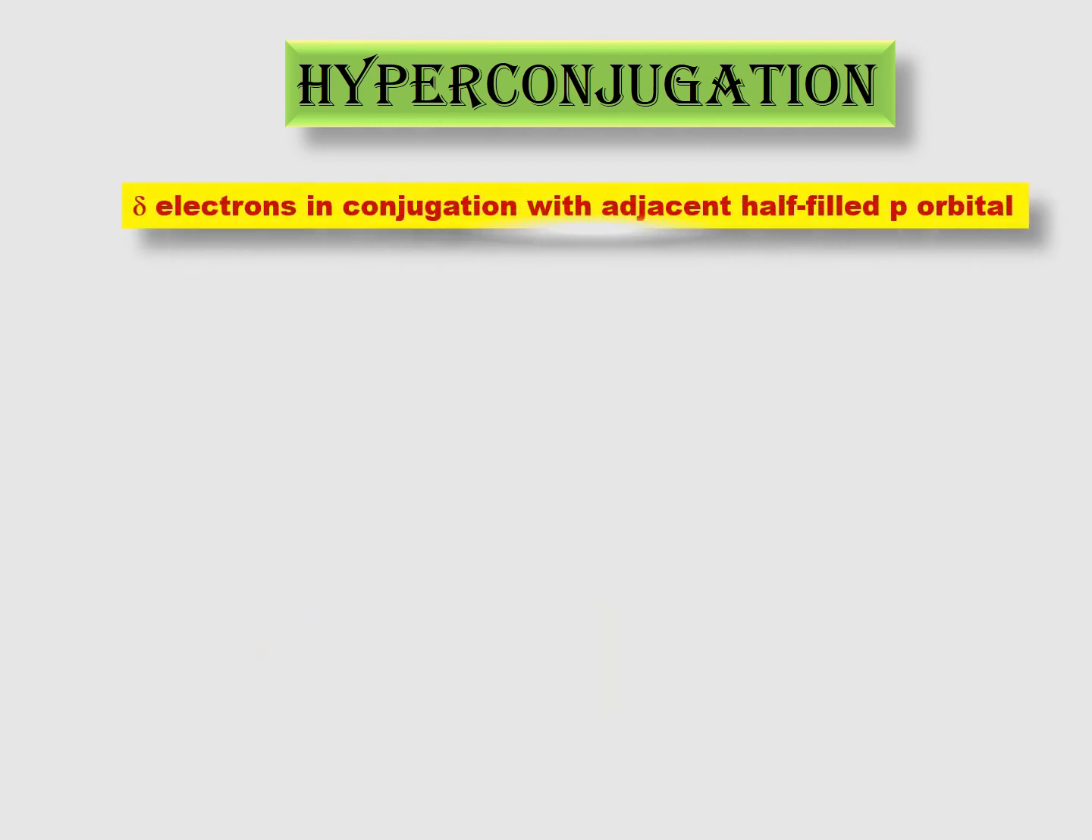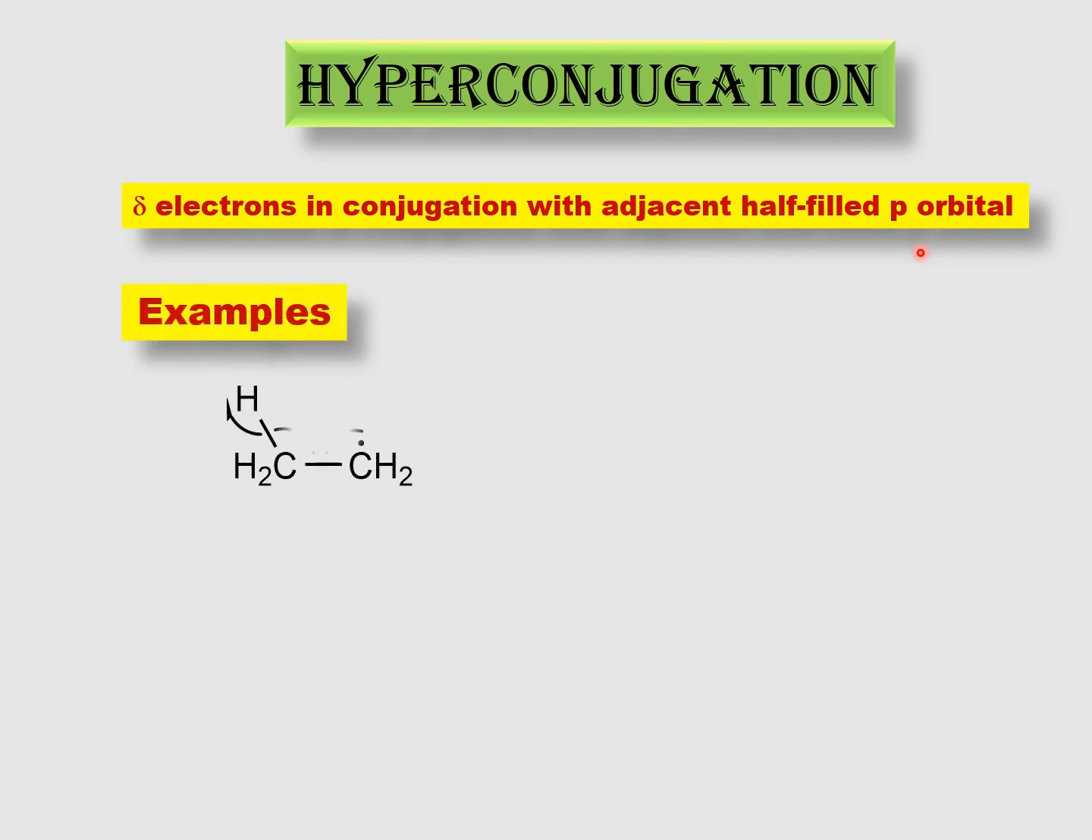Now, these sigma electrons could also be delocalized with a half-filled p orbital on the adjacent carbon atom. A half-filled p orbital means a radical. So if you have a radical on a carbon atom and an adjacent carbon atom has a sigma bond, a carbon-hydrogen sigma bond, these carbon-hydrogen sigma electrons could be involved in conjugation or hyperconjugation with this unpaired electron.